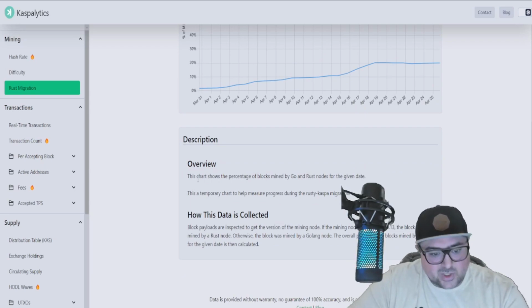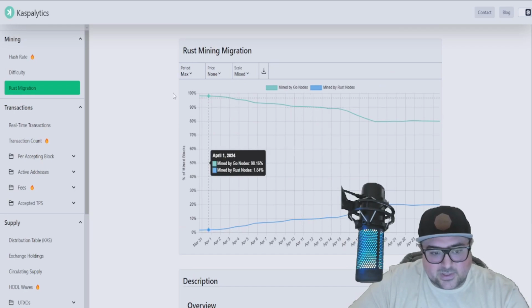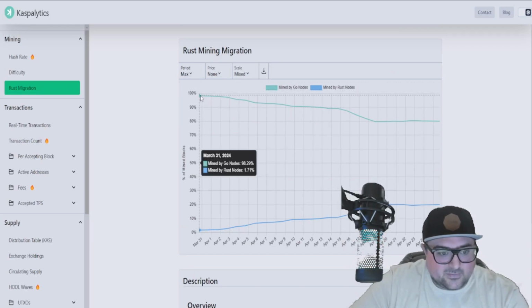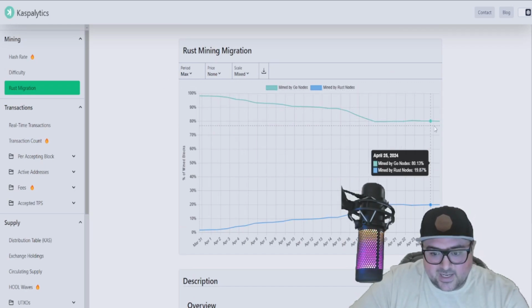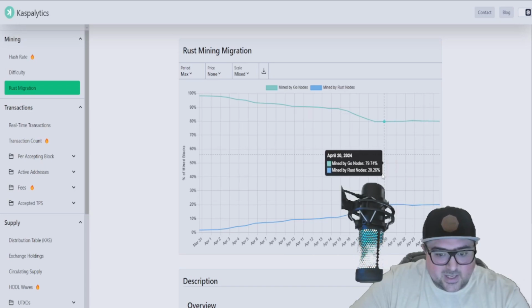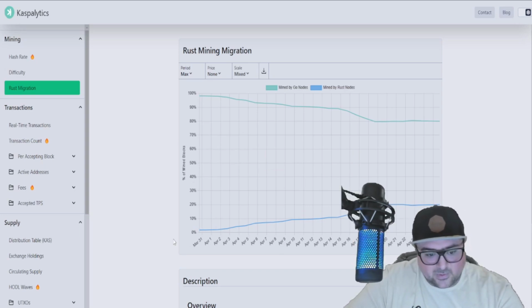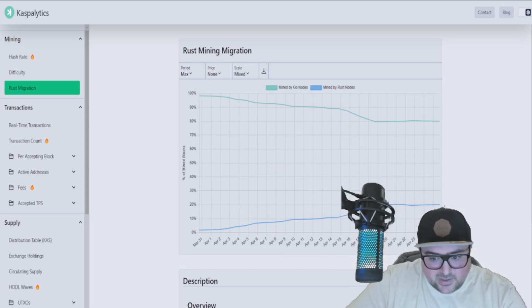And the overview of the chart shows the percentages of blocks mined by Go and Rust nodes for the given day. So you can see here we started off at 98% or 100% even of Go, and then down to 80%, 79.9%, and 20% for Rust. This will probably increase due to the resources increasing for Kaspa. But over the long term, this is very bullish. We've gone from 0% to 20% in under a month.